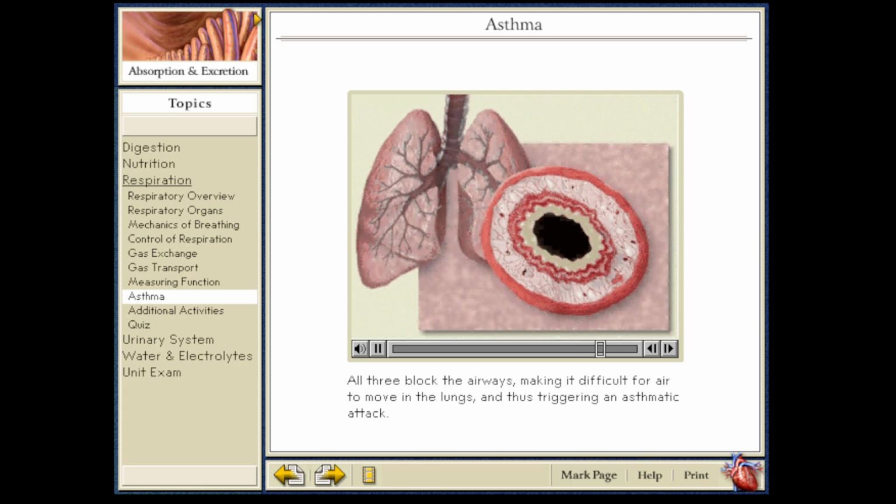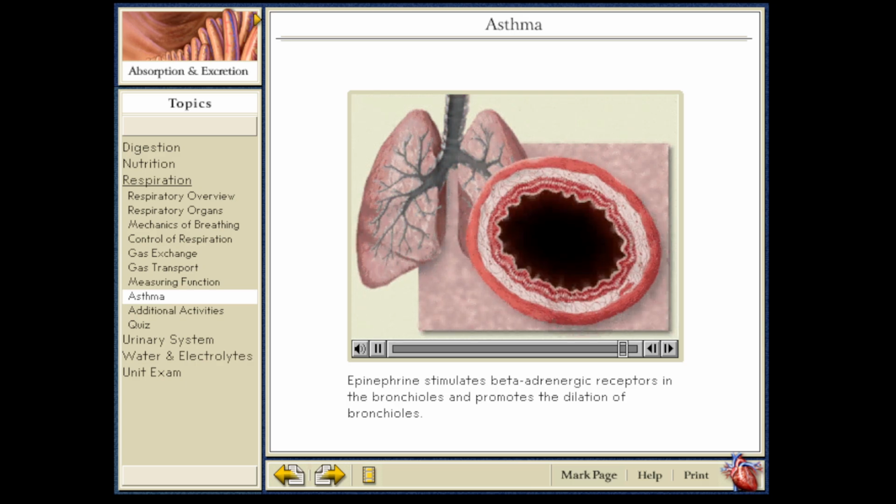There are several treatments for asthma. The most common is epinephrine and related compounds. Epinephrine stimulates beta-adrenergic receptors in the bronchioles and promotes the dilation of bronchioles. Epinephrine can be inhaled as a spray to open up clogged bronchioles, which in turn will relieve the symptoms of an asthmatic attack.